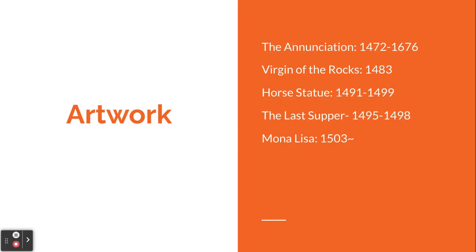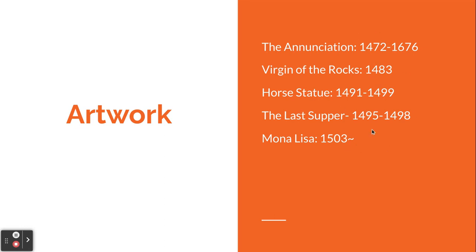Everyone knows Leonardo da Vinci, though, to be an artist. And on the right, I have picked three of his most notable or famous works. So we have the Annunciation, which was completed in 1476, not 1676. We have Virgin of the Rocks. We have a horse statue he was commissioned to do. We have the Last Supper, and then we have the Mona Lisa.